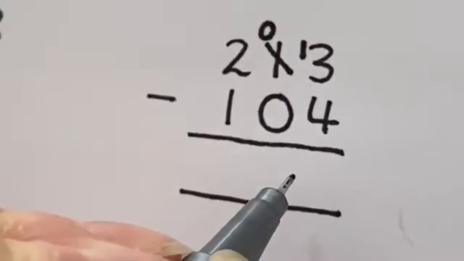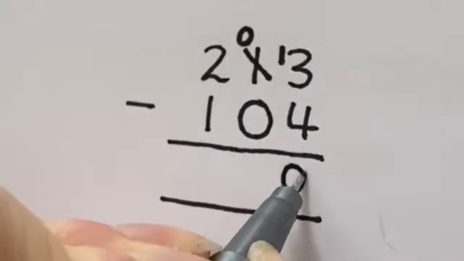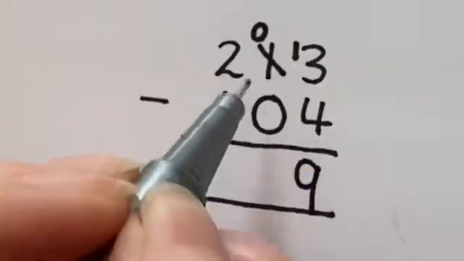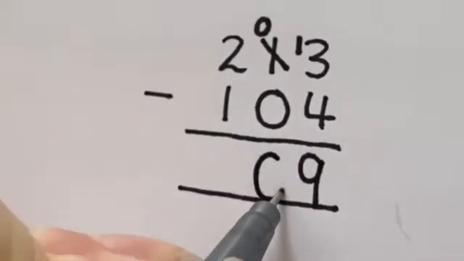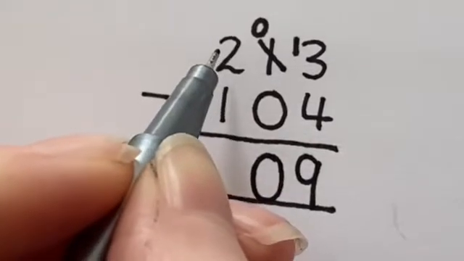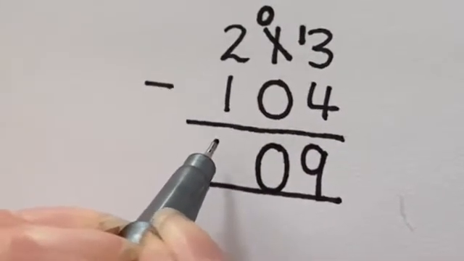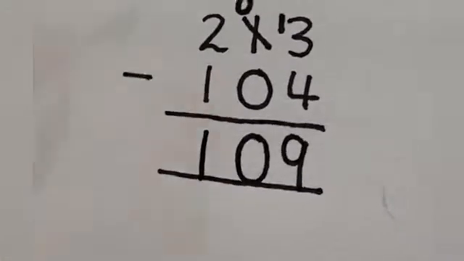Let's count back. 12, 11, 10, 9. I get 9 here. Okay, these two numbers are equal. 0 take away 0, still 0. And then nice and straightforward over at the side here, 2 take away 1 is 1. My final answer is 109.